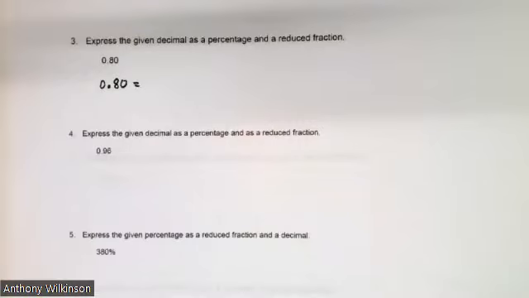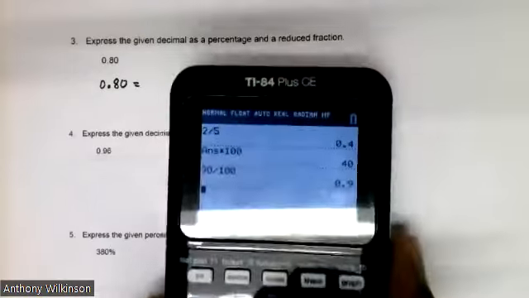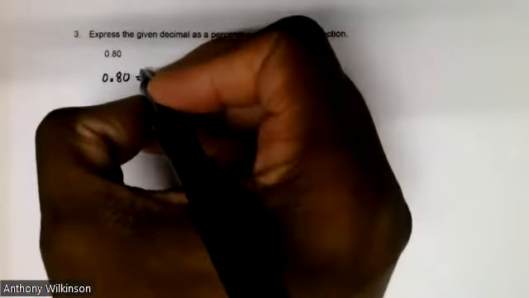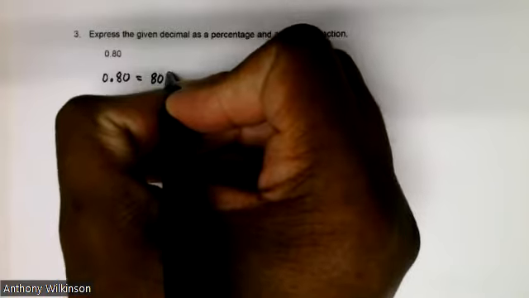Well, let's start with the percentage by just multiplying by 100. That would give us the percent. 0.80 times 100 would give us 80, and we do include the percent sign. So 0.80 as a percent would be 80%.